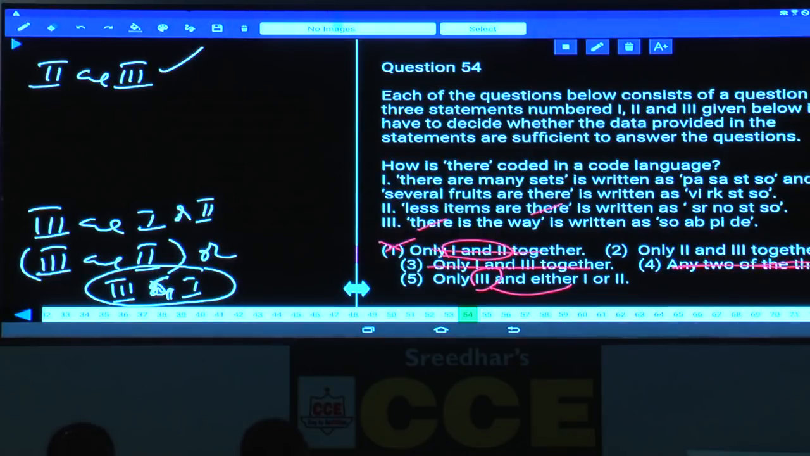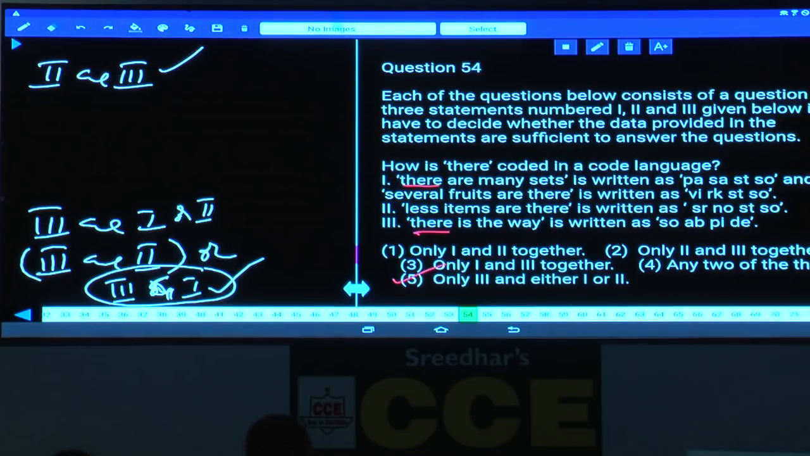Then 1 and 3. Now if you compare 1 and 3, what is the only word which is common here? There is a word, hence I will definitely get the answer. With 2 and 3 I am getting the answer, and with 1 and 3 also I am getting the answer. Then what is your answer here? 3 and either 1 or 2, choice 5. Done? Now if you observe, in almost all the questions, we are working on only 2 choices and eliminating the remaining 3 choices.